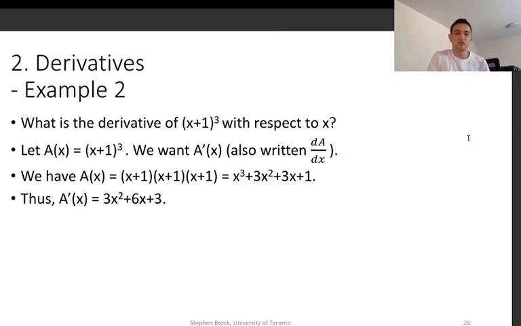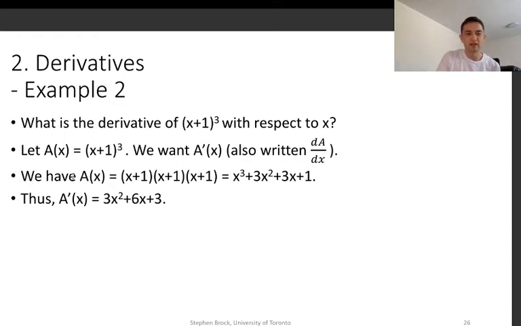What is the derivative of x plus 1 cubed with respect to x? So usually we have some sort of function associated with it. So I introduced the let statement here, and I think that's a good idea to solve this question. So let a of x equal x plus 1 cubed. We want a prime of x. And we can also write this as dA over dx. And this symbolizes the derivative of a with respect to x.